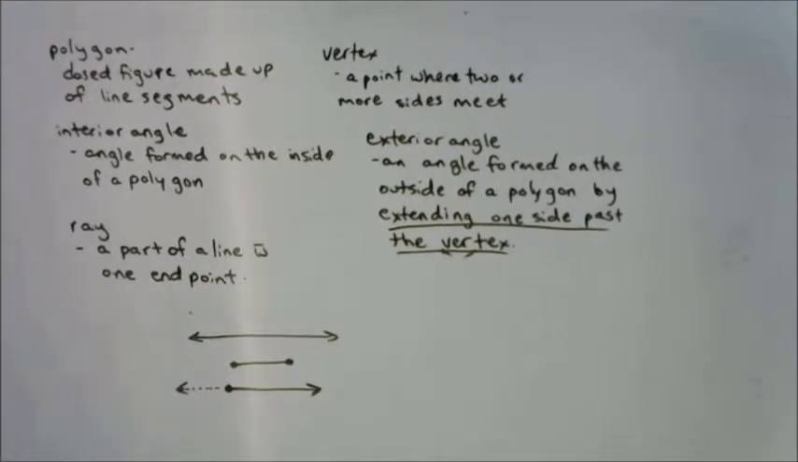Let's move on to our investigation. Here we go. We're learning about how the interior and exterior angles of a triangle are related. Okay, and we're going to be using some of the vocabulary that we just jotted down, so keep that in front of you. We're just going to follow the directions.